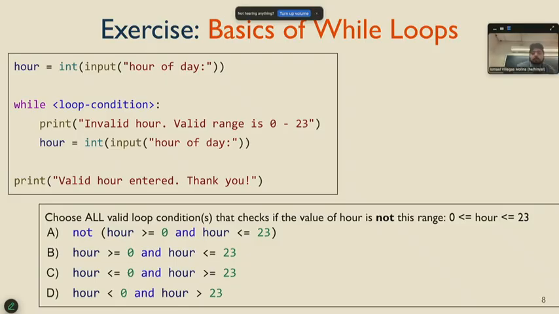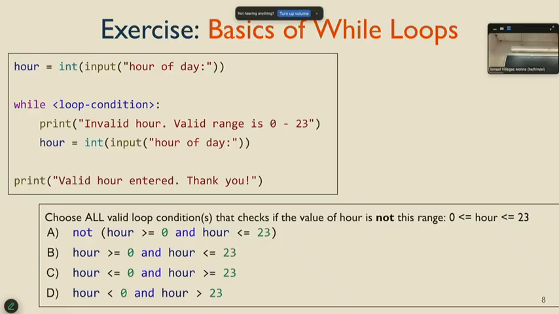What could it be? A and D. So let's look at A first. We have a not, right? So not is just going to flip whatever is inside of these parentheses. And here we're checking if the hour is greater than or equal to 0. Cool. And if hour is less than or equal to 23. Great. So if this is true, that means we have an hour between 0 and 23, but we want an invalid hour, right? So we flip it. So that's A. That's great.